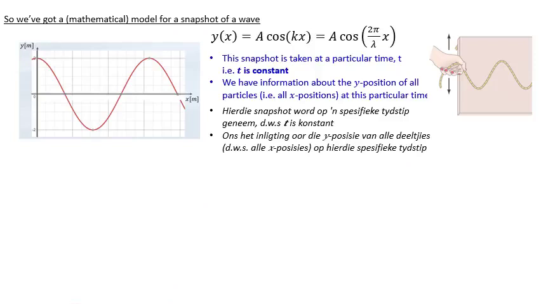So we've got a mathematical model for a snapshot of the wave. That's y as a function of x at a particular time. So t is constant. And we have all the information about the y position of all the different rope particles at that particular time. Yeah? So George over here we know is at y is equal to 0. Shahida over here we know is at y is equal to 1. And Tembakazi, she's the rope particle over here. We can see that at t is equal, let's say this was t is equal to 0. At this particular time, Tembakazi was at y is equal to 2.